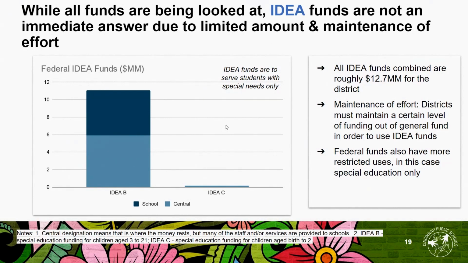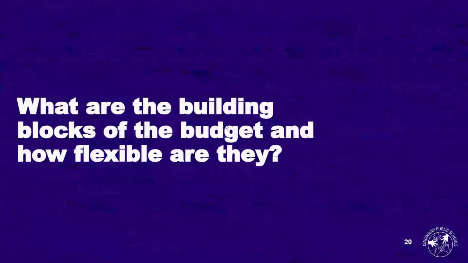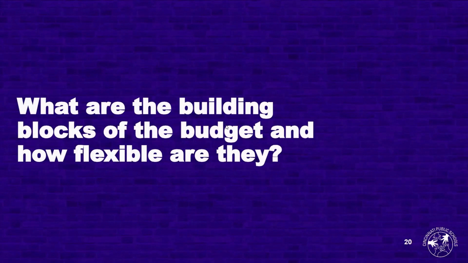So this isn't an immediate, hey, let's just reduce what we have in the general fund because we can use these dollars, because that's not allowed federally either. And just like with Title funds, all of these dollars are currently paying for supports and services as well. So if we reallocate them, we have to possibly forego what they're currently doing. So let's get into the last real chapter here, which is how we can think about the different building blocks of the budget and how we start to prioritize and make decisions around them.